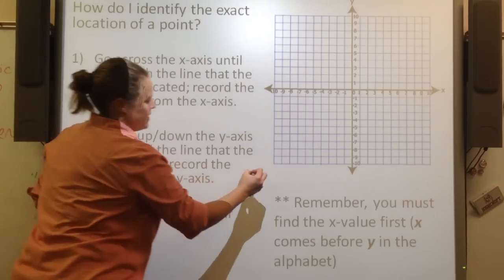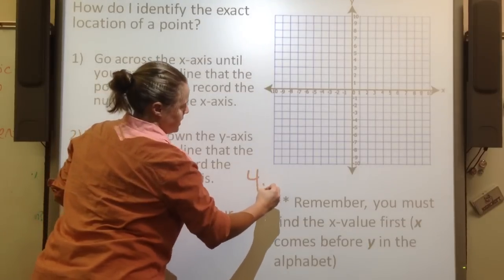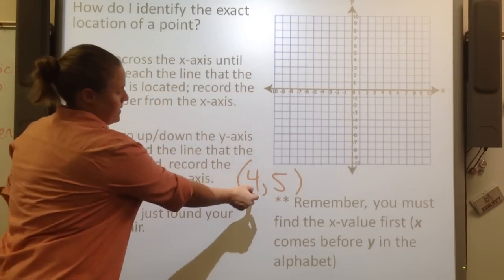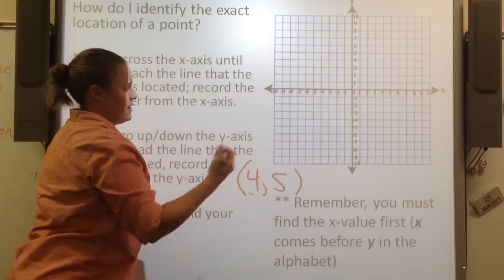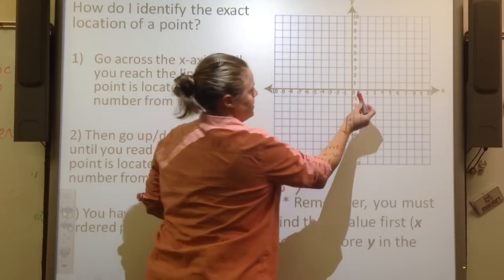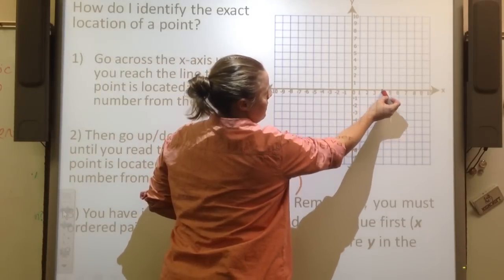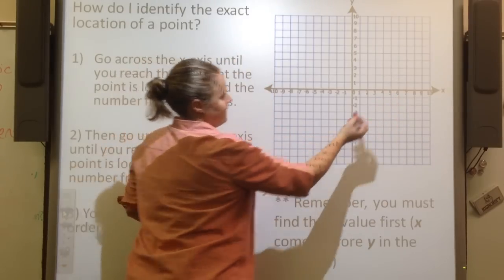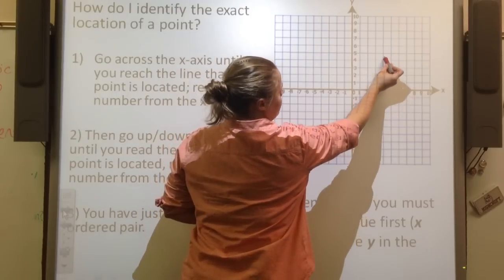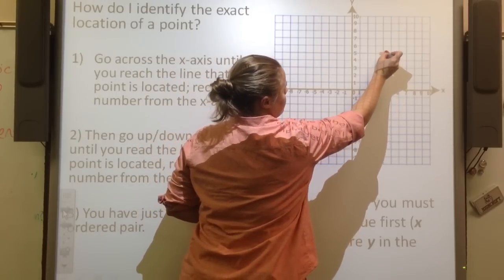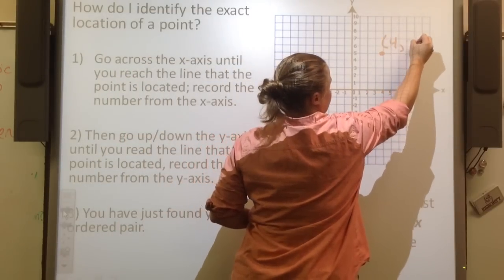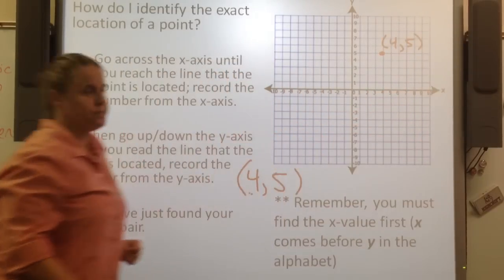So for example, if we're doing the coordinate 4, 5. 4 is my x, the 5 is y. So I go 4 spaces over. So 1, 2, 3, 4. That's my initial spot. And then I'm going to go up 5 because it's a positive 5. So I go up. And that's my 4, 5. And I'm going to label it as well, just to make it clear.